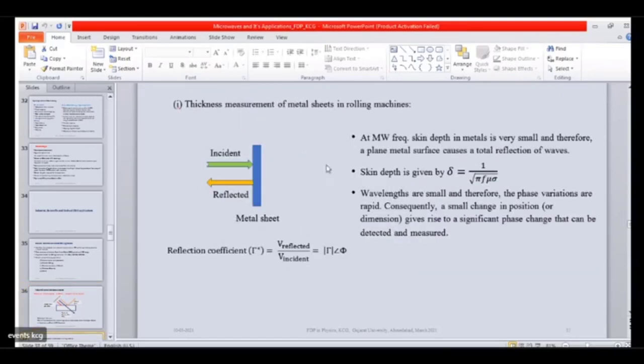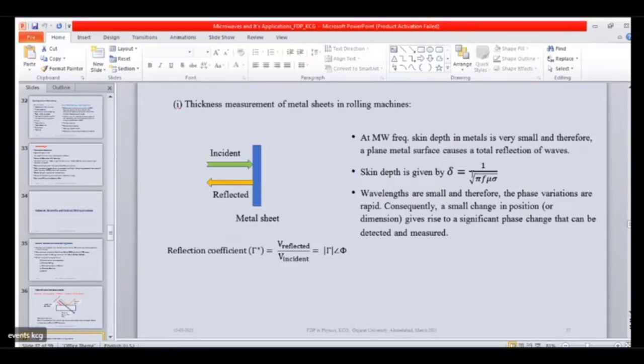So here I have given an example that microwaves can be used to measure the thickness of metal sheets. And here, which property of the microwave is used? Microwaves are reflected from the metal surface. So if you want to monitor the thickness of the metal sheet, then microwaves can be used. And what is the principle here? At microwave frequency, skin depth in the metal is very small, and therefore a plain metal surface causes a total reflection of the waves.